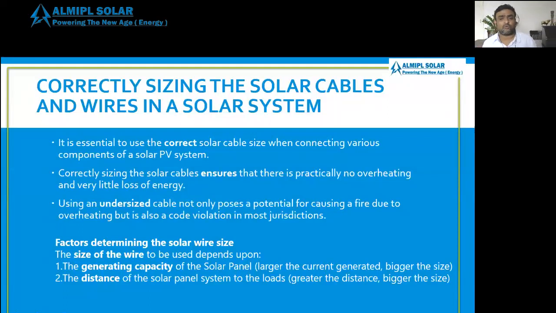Factors that determine the solar wire size. The size of the wire to be used depends on the generating capacity of the solar panel. The larger the current generated, the bigger the wire size. Also, the greater the distance from the solar panel system to the load, the greater the wire size. So the wire size depends only on distance and capacity. These two play a very, very important role.